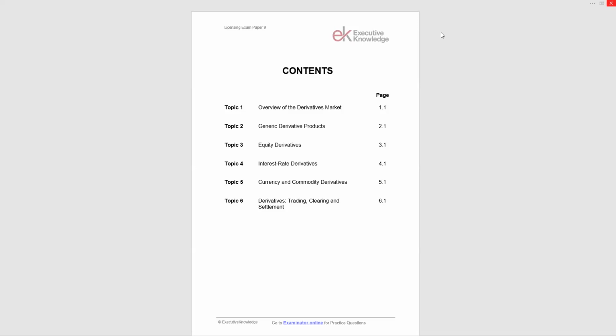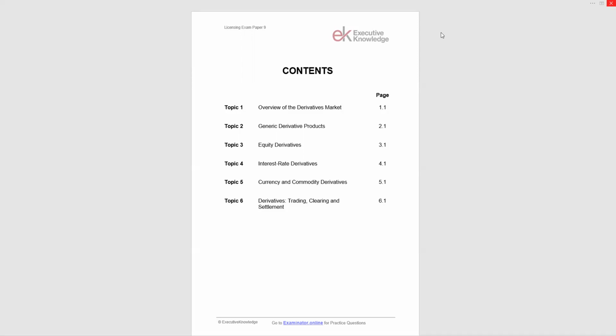Topic 3 looks at equity derivatives. We consider exchange traded equity derivatives. Those are index futures and options. There are 2 different types of warrants that we will look at: subscription versus derivative warrants. We consider OTC equity derivatives, and they are made up of swaps, options, and warrants. We look at structured products, and we look at pricing, hedging, and trading strategies.